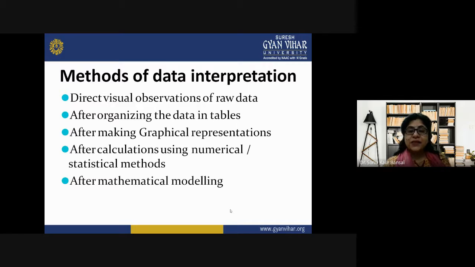After organizing the data in tables, it is very important that data must be organized in a table. So this is another method. After taking the t-test, we just have to give the significance number, and then give the mean and standard deviation of that particular data. So for that, to show it in an effective way, the data is organized in tables.